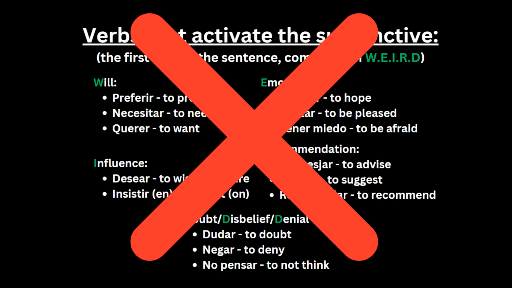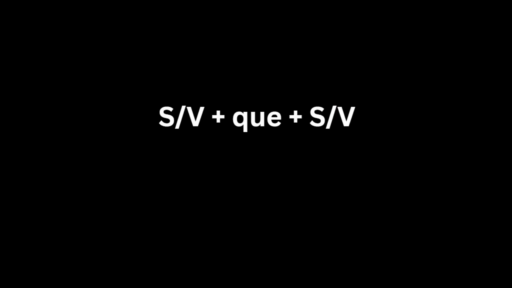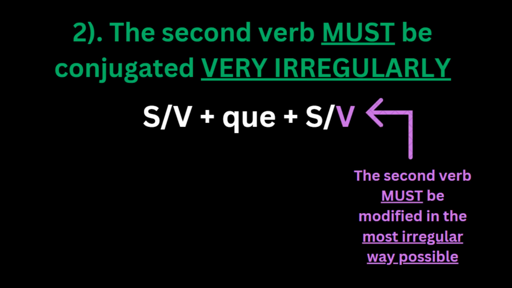That's the first thing you should know about the subjunctive in Spanish. The second thing you should know about the subjunctive is something that is related to the construction subject verb que subject verb. In this typical phrase, the second verb must be modified in the most irregular way possible, especially in the present and past subjunctive.